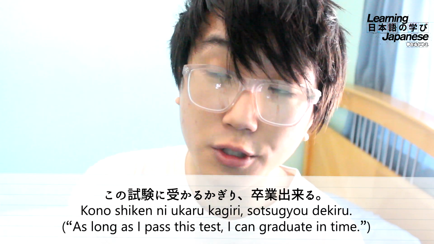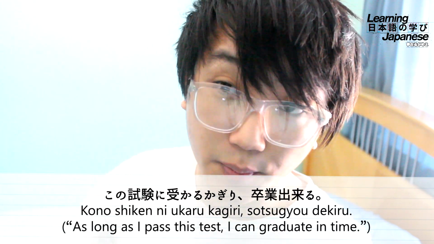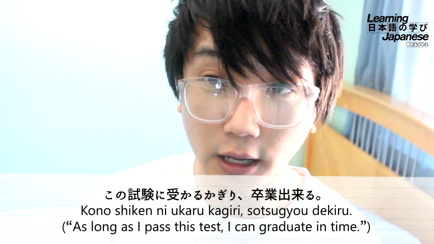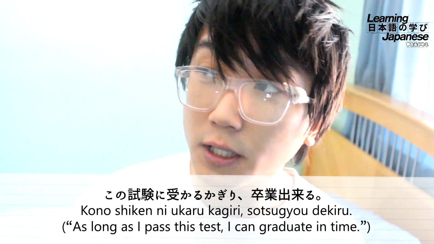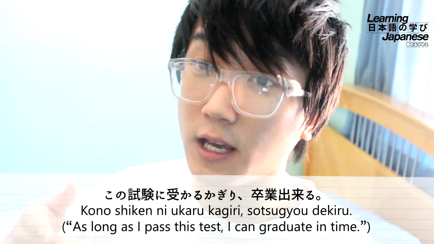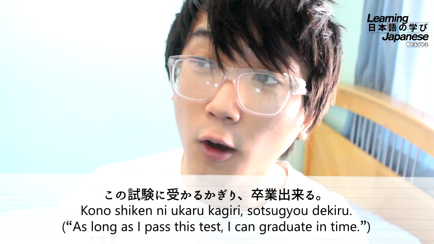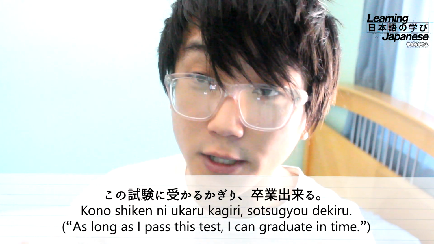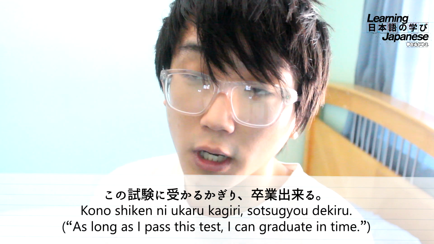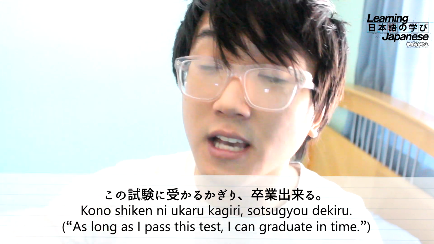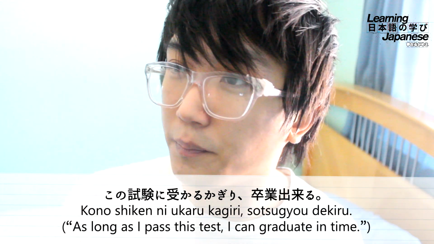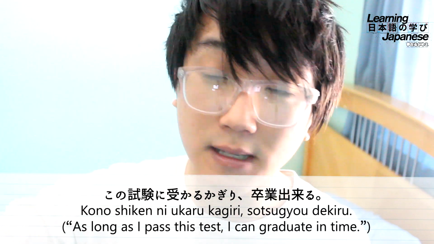And so ukaru is a verb in its plain form, the dictionary form. It doesn't necessarily have to be the dictionary form, but the dictionary form is a plain form, so we can use it with kagiri. So that's what we're going to do. We're going to add kagiri right after ukaru, and this is going to mean as long as I pass, and adding on the part before ukaru, as long as I pass this test, basically.